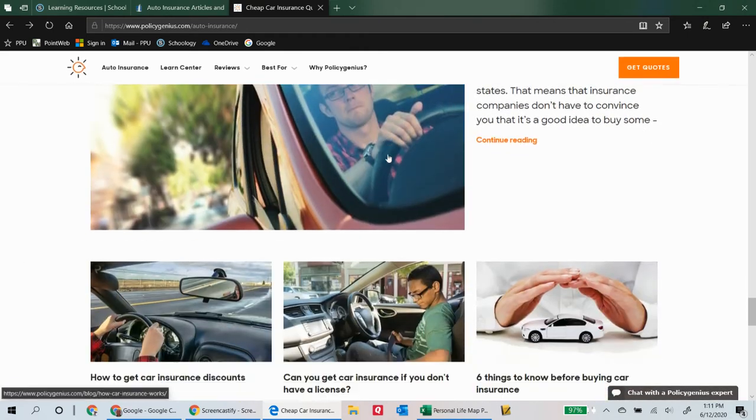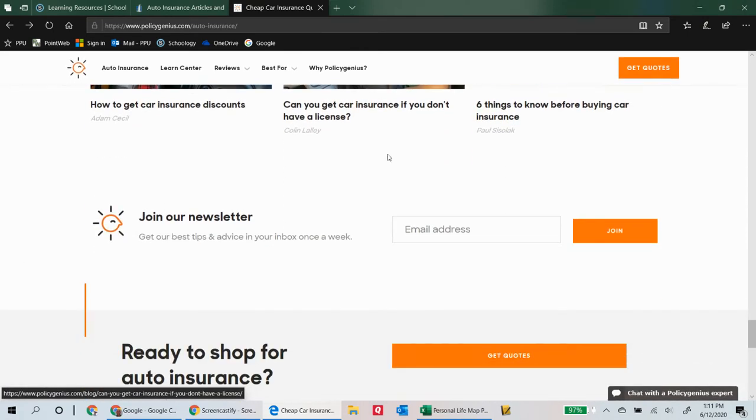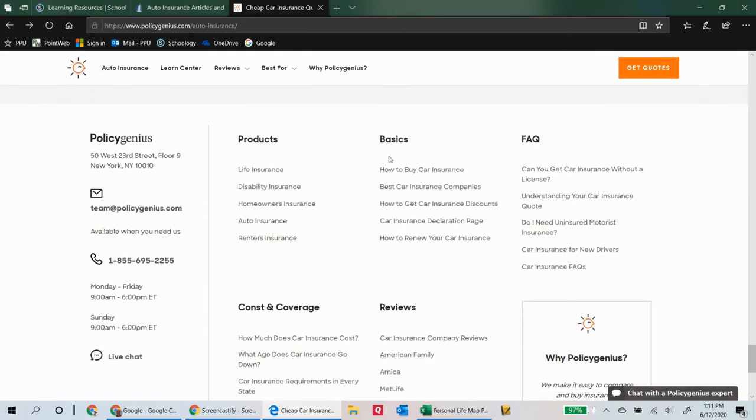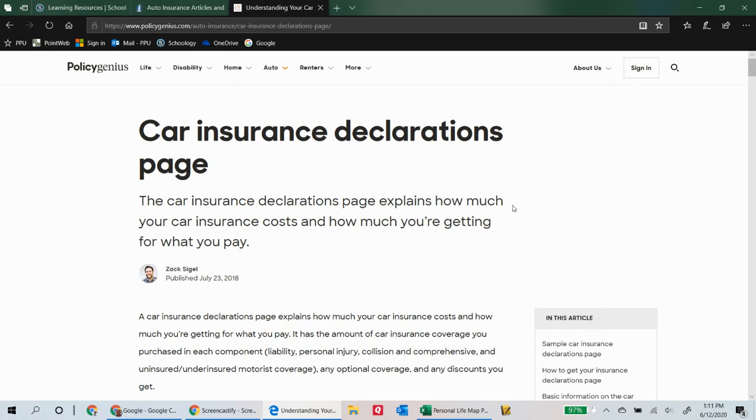And as you go all the way down here, you will notice at the bottom, in the basics, it says the car insurance declaration page. And this actually shows you what your car insurance policy would look like.